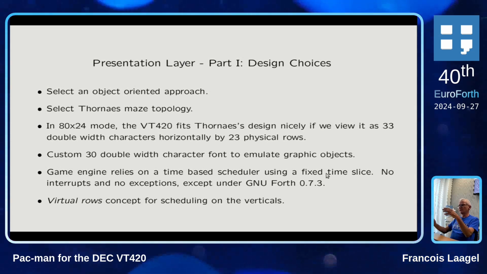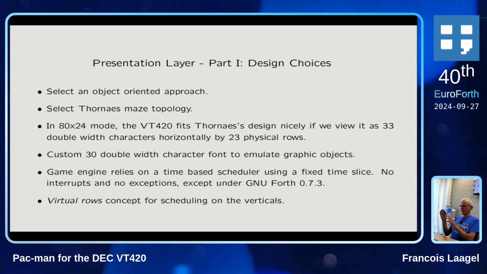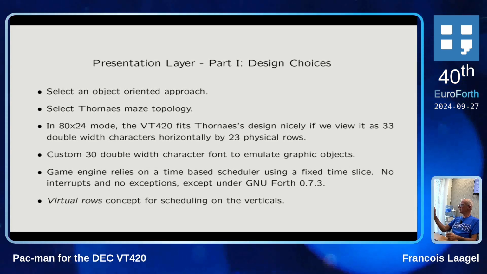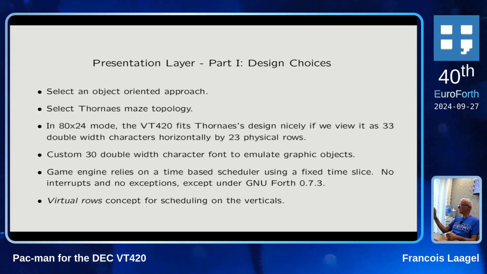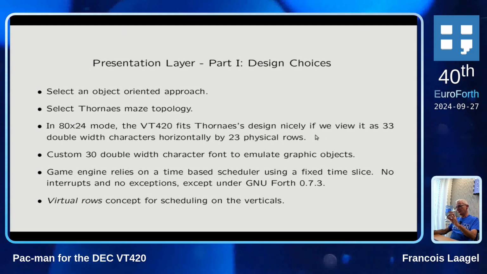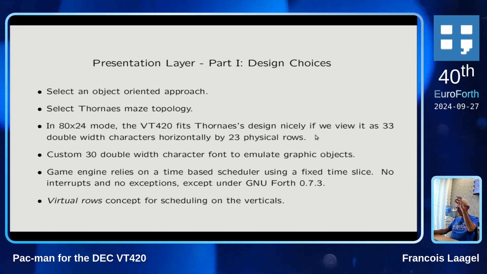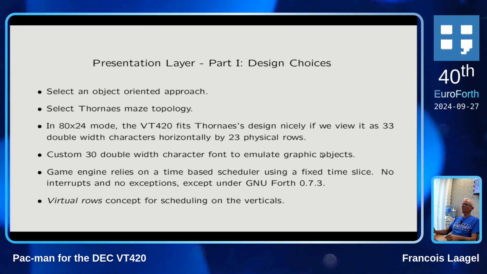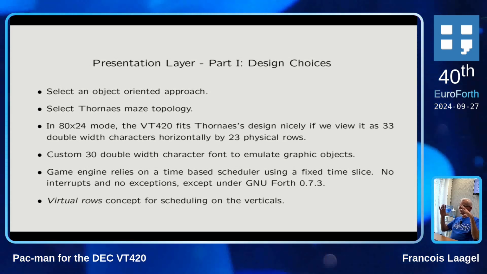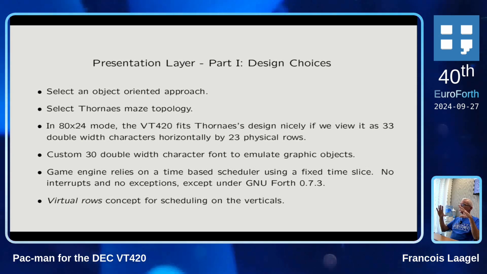In order to preserve proportions, you see, I'm using double width characters, and so I move half a character horizontally. So in order to compensate for that, vertically I move twice as slowly in a virtual space. So essentially, my entities evolve in an environment that is 4 times as big as the physical space.